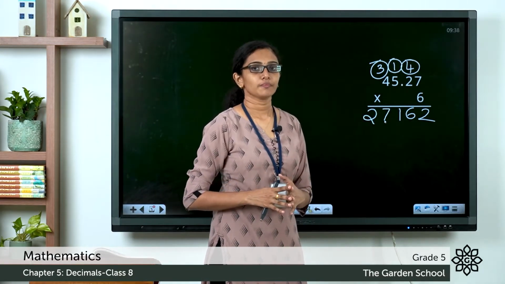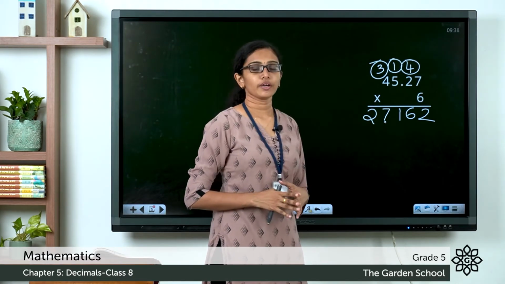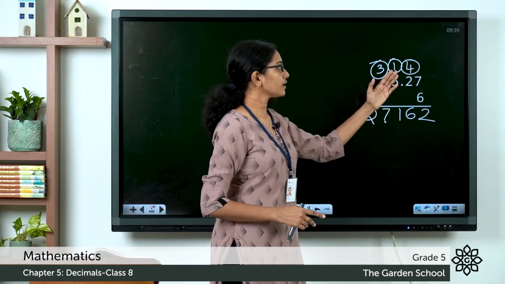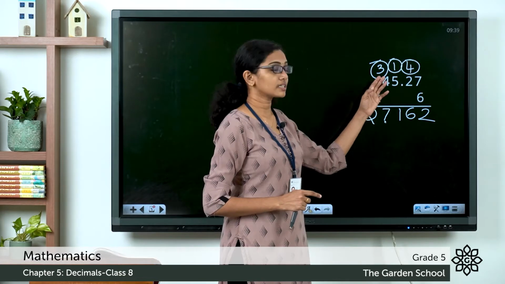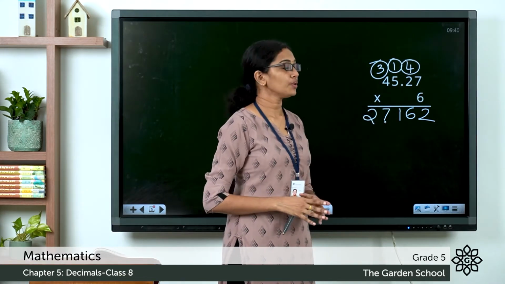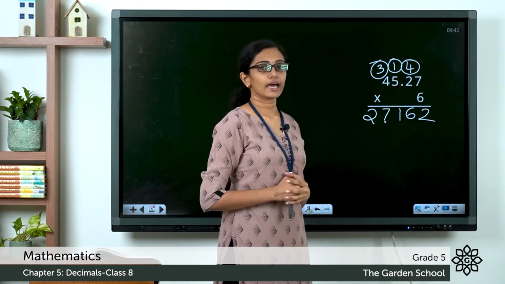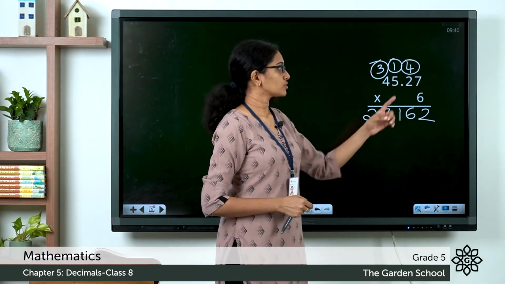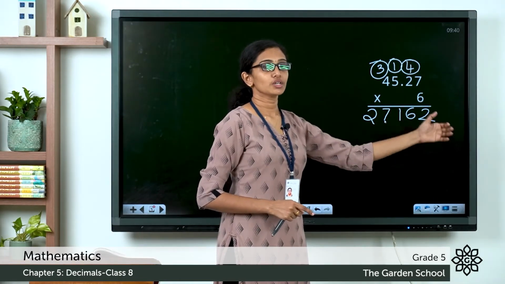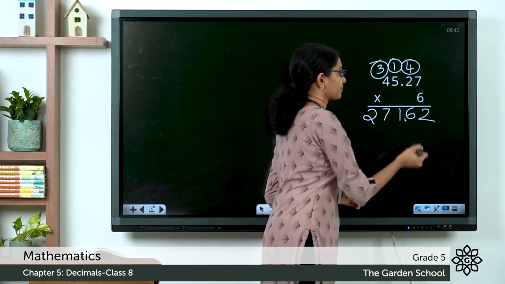Now let's put the decimal point. Before that, let's see how many digits are there after the decimal point in the given decimal number. Which is the decimal number here? 45.27. How many digits are there after the decimal point here? 1, 2. So we have to count 2 places from the right to the left in the answer and then put the decimal point. So here there are 2 decimal places. So let's count 2 places from right to left. That is 1, 2. Then put the decimal point there.